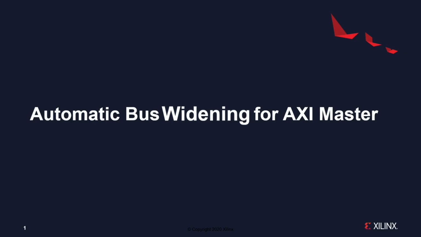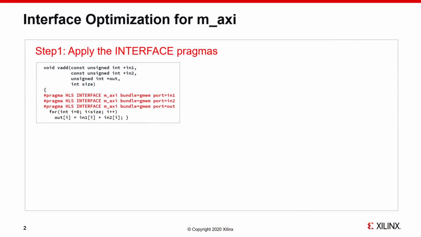Hello everyone. Vitis HLS makes it easier to design efficient kernels with AXI master interfaces. As a starting point, let's look at this simple example to see how we can optimize bandwidth.